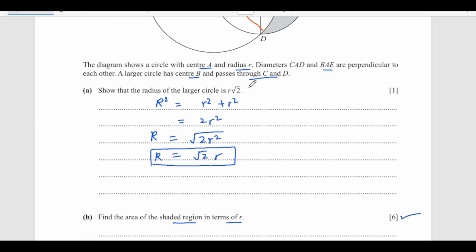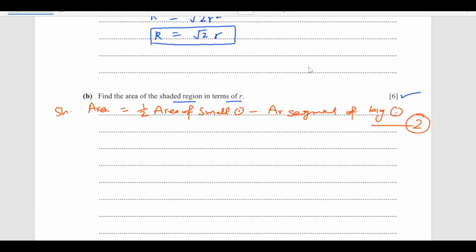So, let me rewrite this here. Area of the shaded part, or we can say shaded area, is half area of small circle minus area of segment of big circle, right. So, area of small circle, we will do it one by one. Let us say this is equation number 2, as we have done equation 1 in the first part.